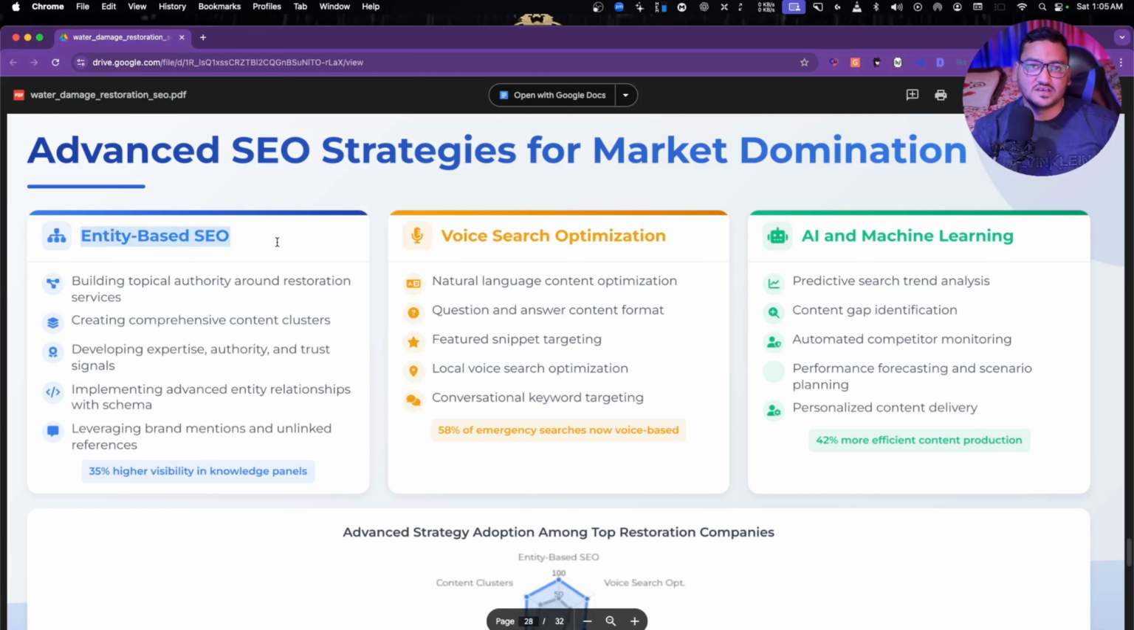The first one is, instead of focusing more on topic keywords, start focusing on entities. Start optimizing your business and your website for voice search, and integrate AI with your current operations to speed up the processes, to speed up the operations, and find out all the gaps you have compared to your competitors.